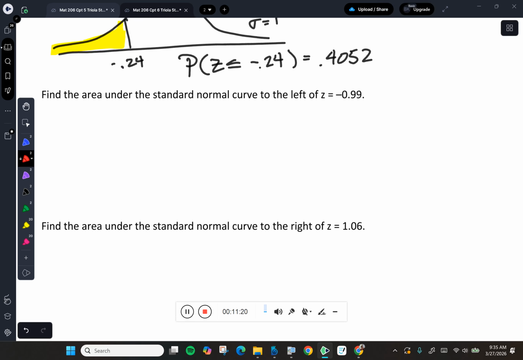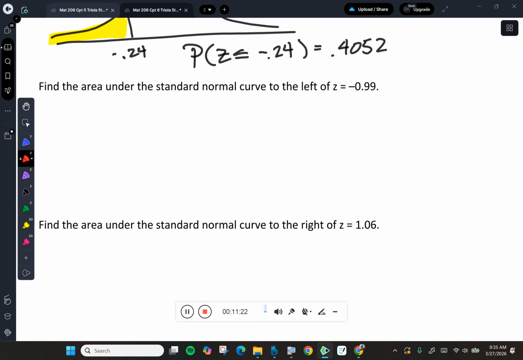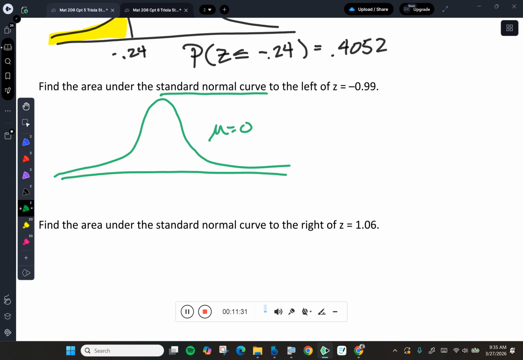Okay. All right, let's read what this one says. Find the area under the standard normal curve right there. So that's good. So I know that I'm looking at a standard normal distribution. My mean is going to be 0. My standard deviation is going to be 1. And they want the area to the left of z equals negative 0.99. So negative number is left of middle. And they want the area to the left. So this is just another left tail problem. I can do that. I'm getting good at these.